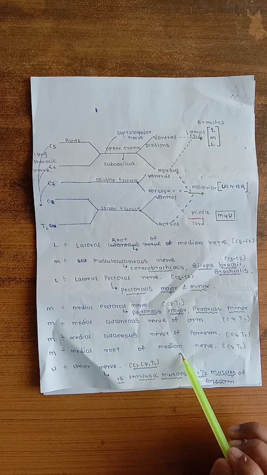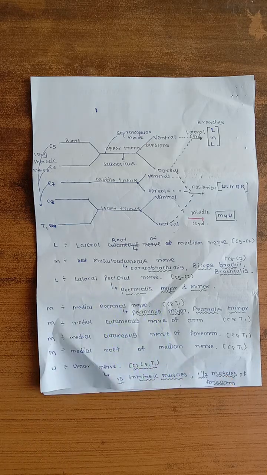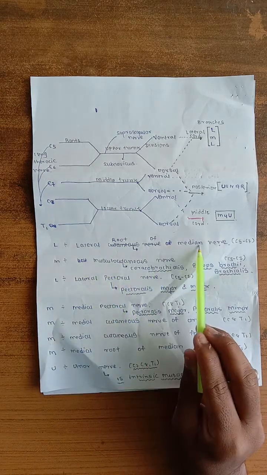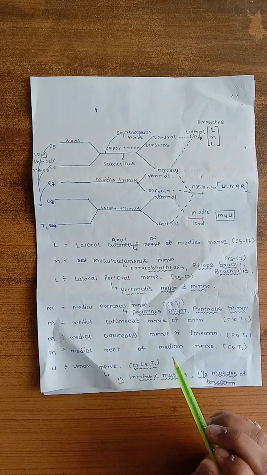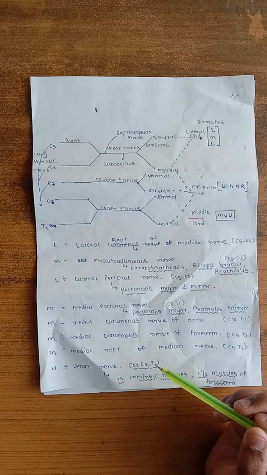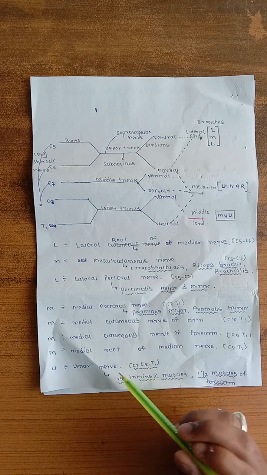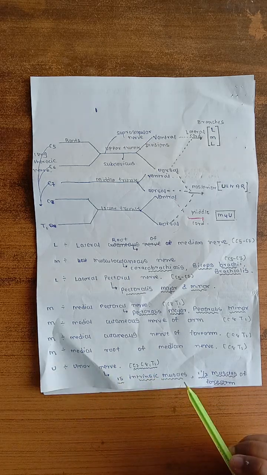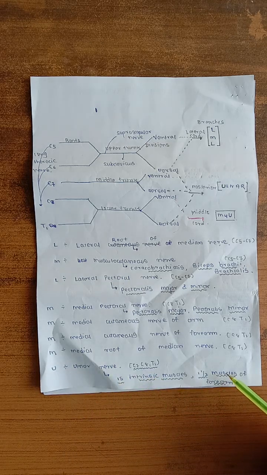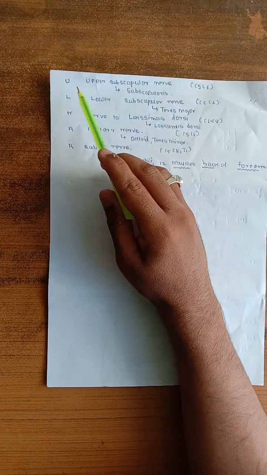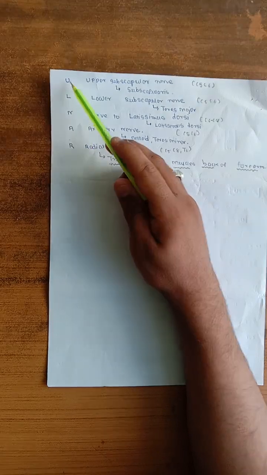The medial root of the median nerve combines with the lateral root of the median nerve to form the trunk of the median nerve, which supplies the muscles of the forearm and the muscles of the hand region. Ulnar nerve supplies the medial head of the flexor digitorum profundus, flexor carpi ulnaris, and the intrinsic muscles of the hand region.